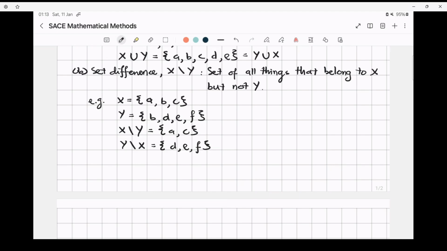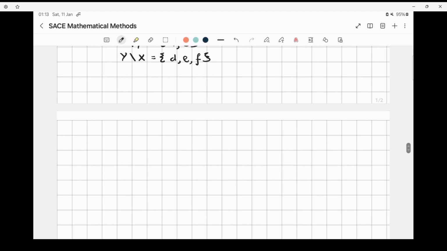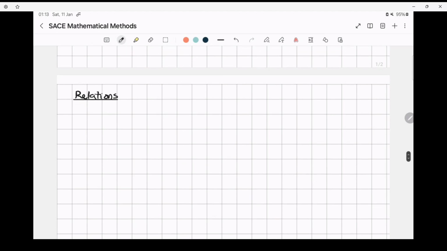Okay, so after we know these two set operations, the next thing that we need to learn is the idea of functions and relations. So the first thing, what are relations? A relation is an assignment of elements in one set to elements in another set.